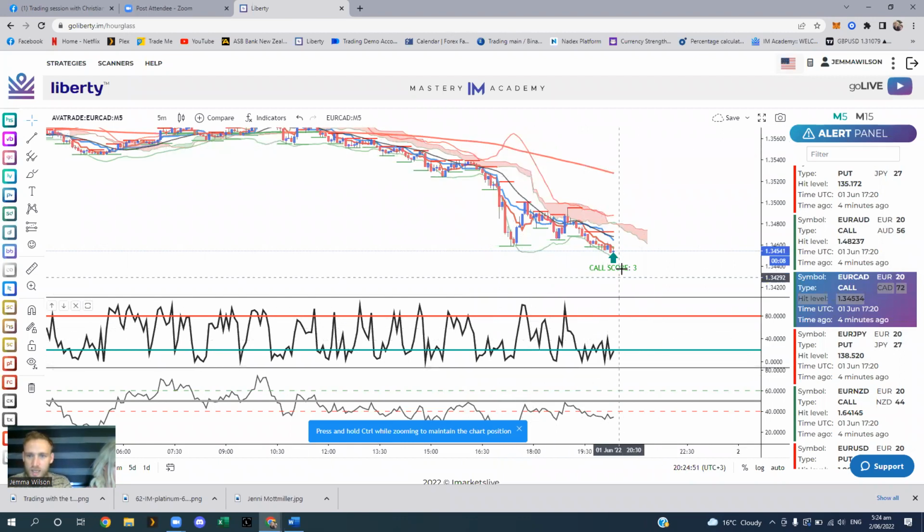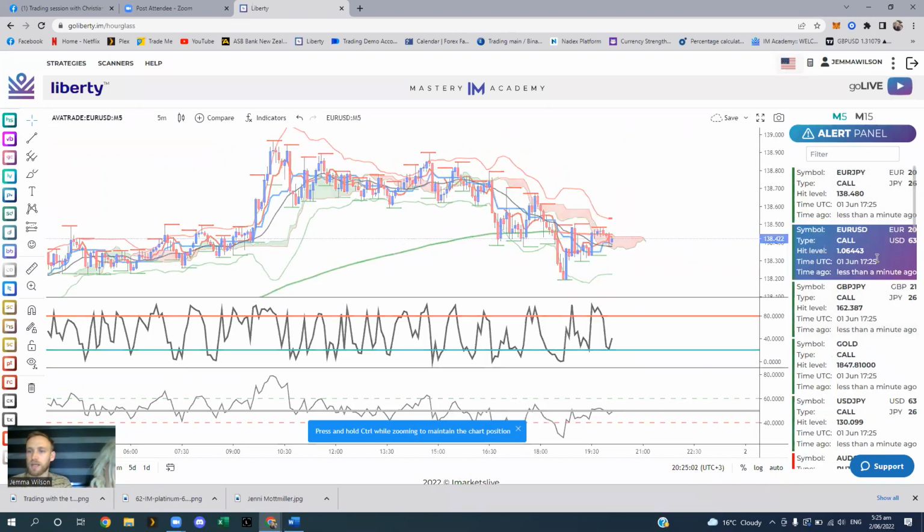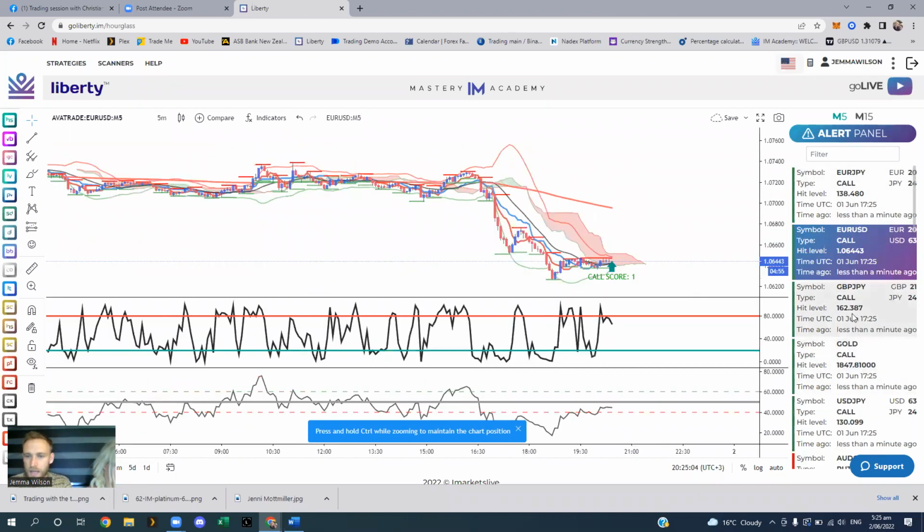So that's for puts. I'm also looking for a downwards arrow, and I'm looking for this to be overbought, so above the red line or coming close to the red line. So as I flick through my currency pairs, that's what I'm aiming for.